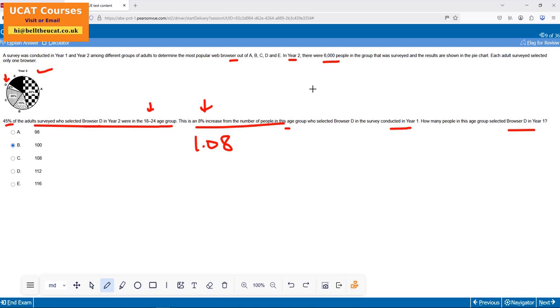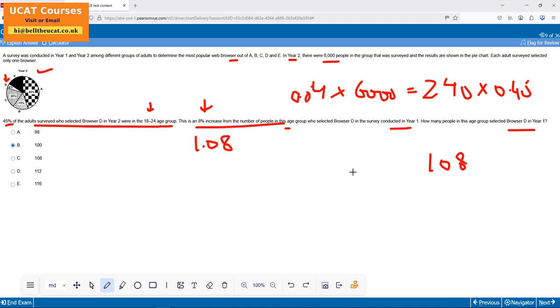Some people would end up doing, okay, let me find out 4% of 6,000: 0.04 times 6,000. Once you do that, they will write it down. That ends up becoming 240. And then they say, all right, 240 is D. Out of this, they will work out how much is 0.45, which equals 108. Then again they go back and do algebra, 1.08x, or worse, they'll find out 8%.